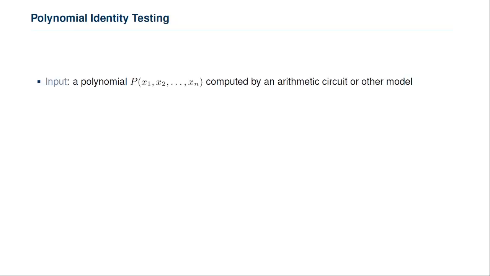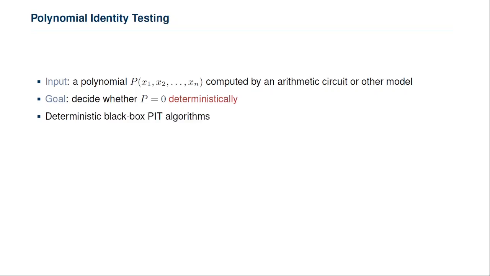So one motivation for our work is the problem of polynomial identity testing, or PIT. It takes as an input a multivariate polynomial P in variables x1 through xn, that is computed in some computational model like an arithmetic circuit or arithmetic formula. And our goal is to decide whether or not P is identically 0. And we want to do this in a deterministic way because there's already an efficient randomized algorithm.